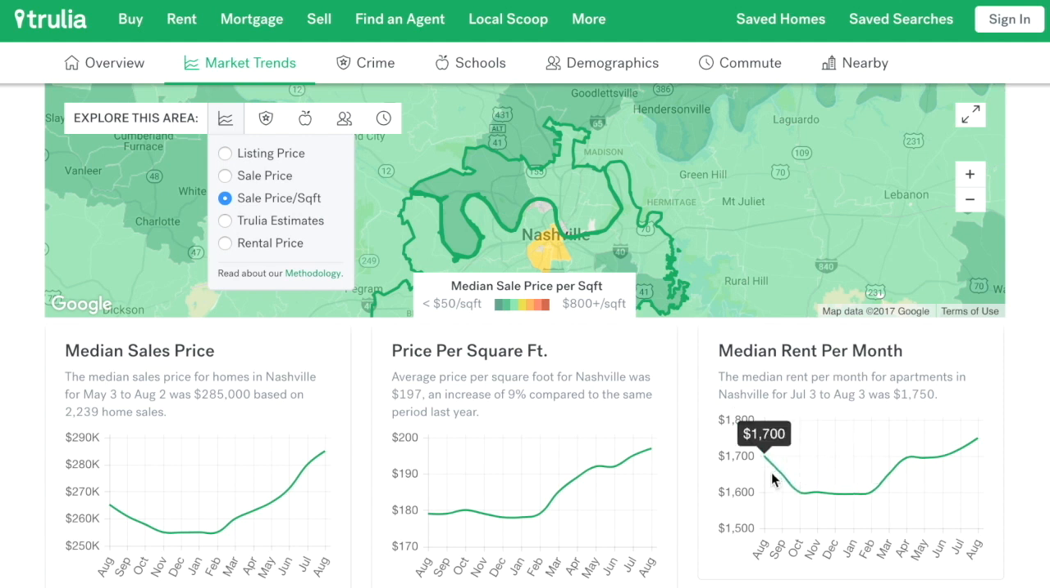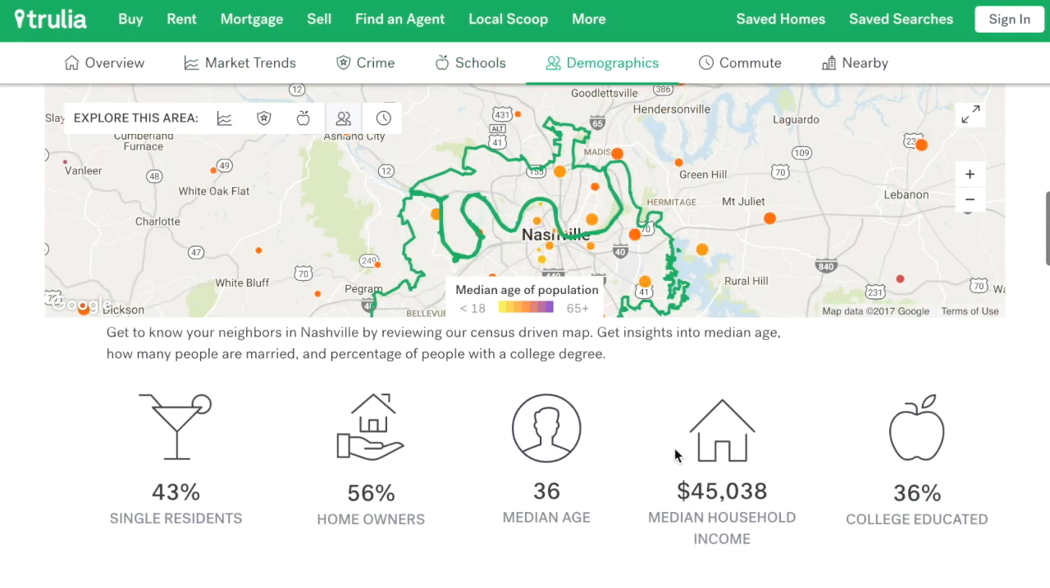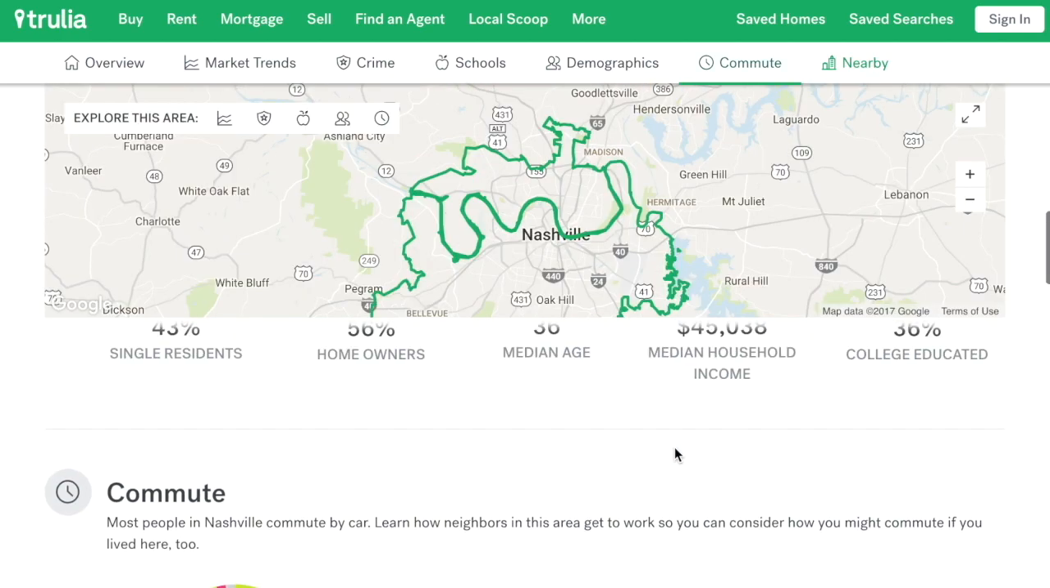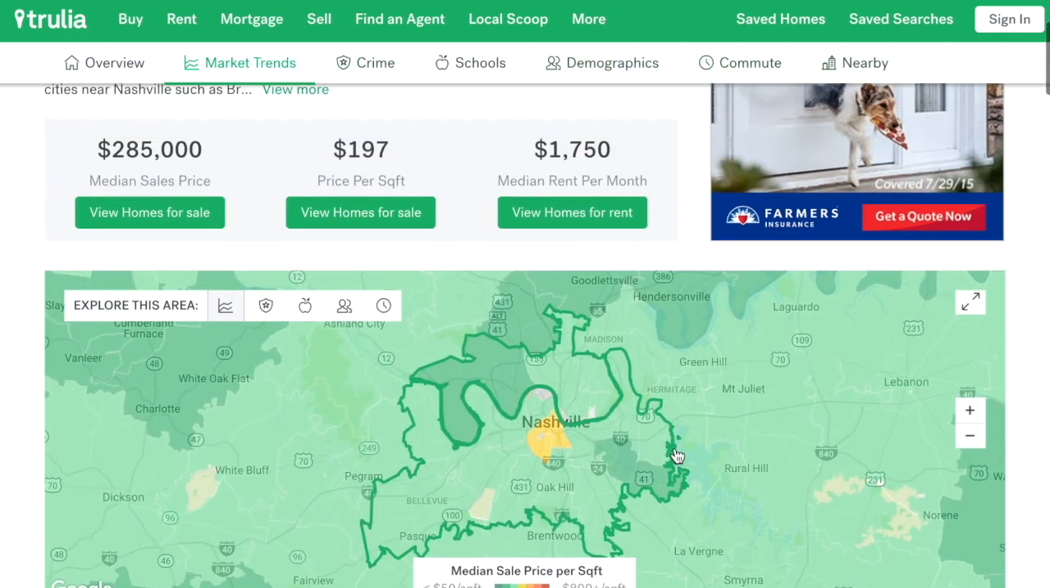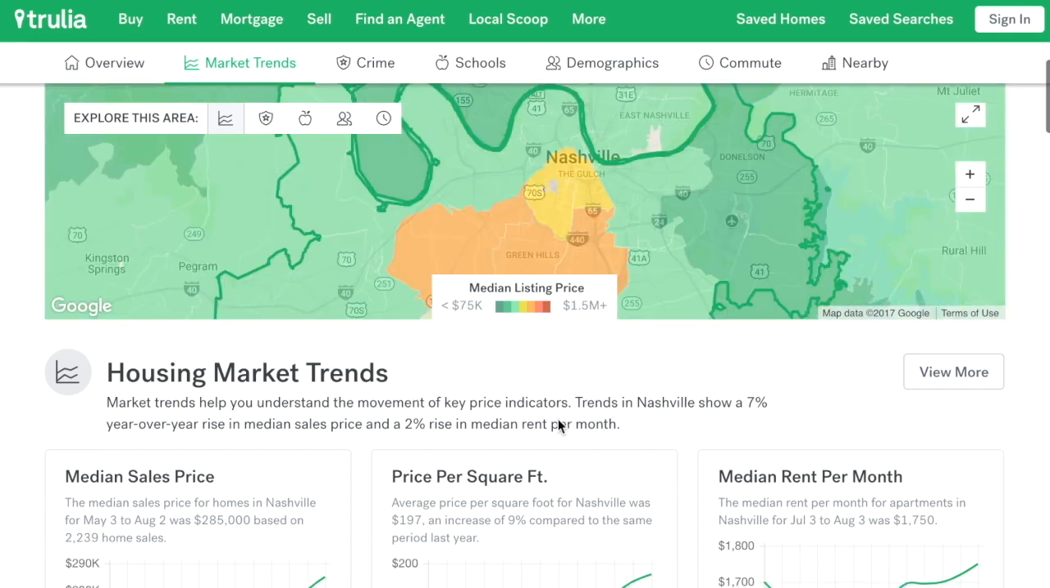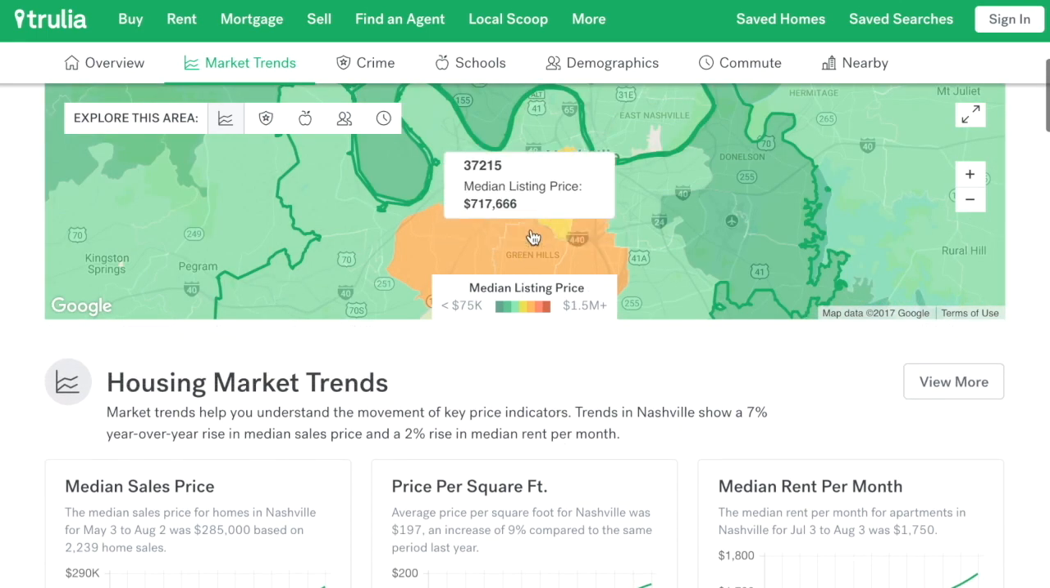Rent, same thing. You can see rent took a big dip and now it's kind of gone back up. And then there's other things to look at here. Income and crime and different things like that. But those are the main things you kind of want to look at here. Let's go back to this. Let's look at listing price. So that gives us different numbers to look at what the listing trends are.